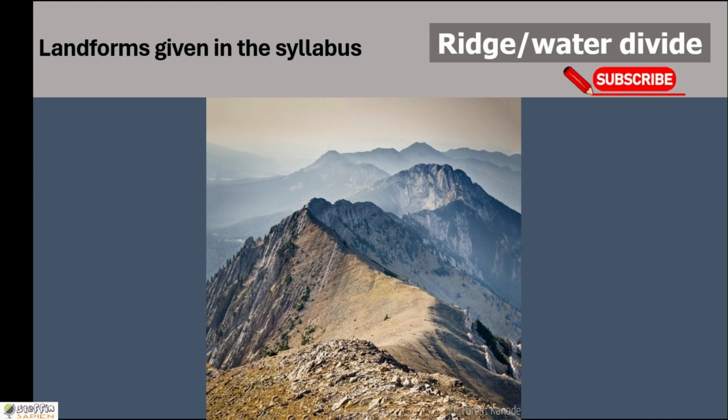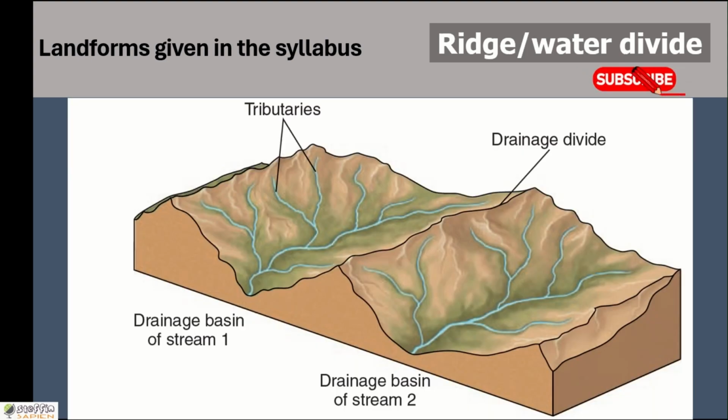In this diagram, what we see is a mountain range, and the topmost part of the range, which is shown here using a yellow line, is what a mountain ridge is. And it is also called a water divide because rivers that originate on either side of this line flow to different drainage basins. There is another name, drainage divide.